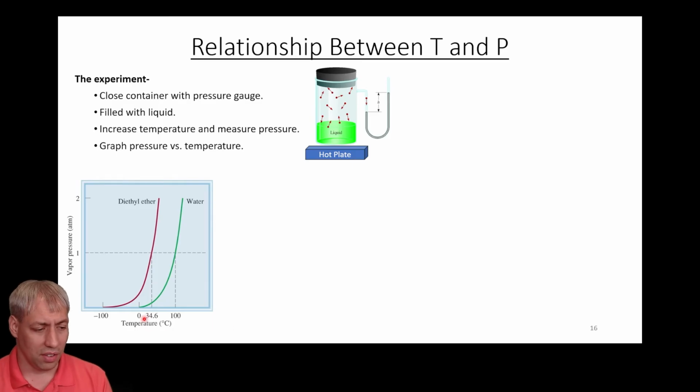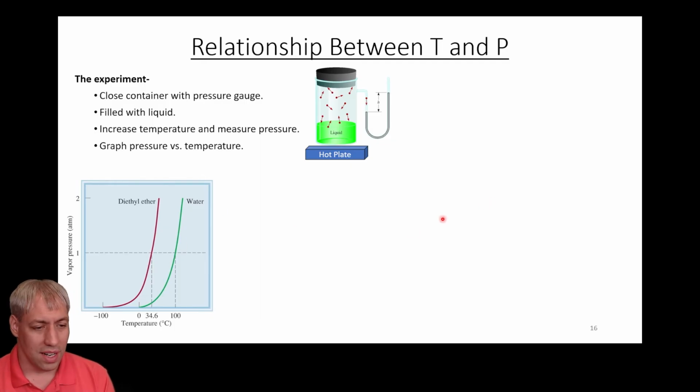And so the x-axis here is temperature, the y-axis here is vapor pressure. And so as you can see with these two examples, there's diethyl ether and there's water. As the temperature goes up, the vapor pressure goes up. And that's exactly what we'd expect, right? It doesn't matter what the intermolecular forces are, at least in terms of its intrinsic relationship, as the temperature goes up, the vapor pressure increases.